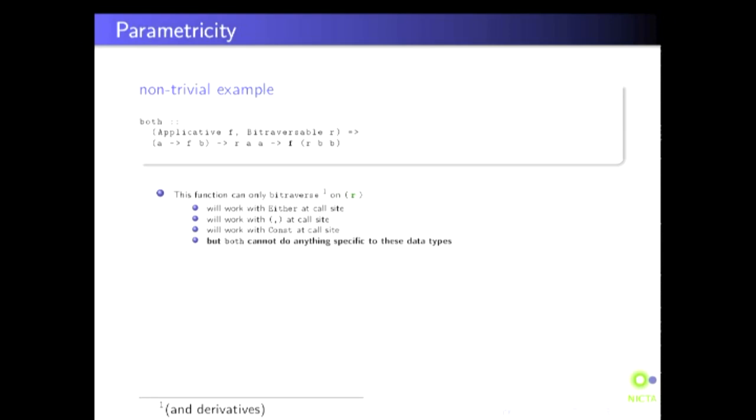So this here, remember that's the arrow. That arrow there says it is constrained, right? So basically this says, given a function a to f b, to an r of a a, to an f of r b b, such that r is constrained by bi-traversable and f by something called an applicative, I can infer many things, all right? So the answer to the question, what is it that we are doing when we write these types? Are we just writing fancy words for the sake of it? No, we're not. We are inferring these things.